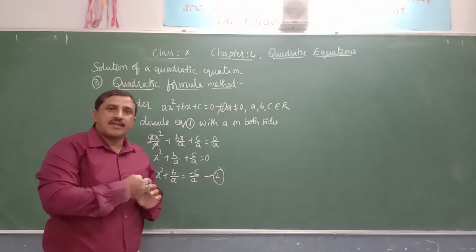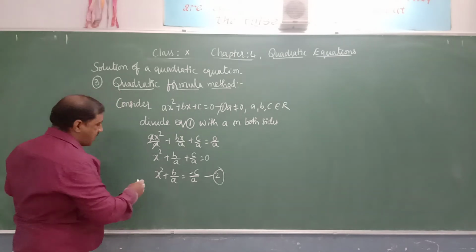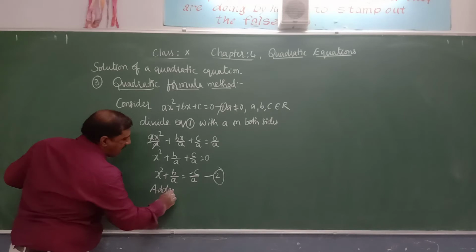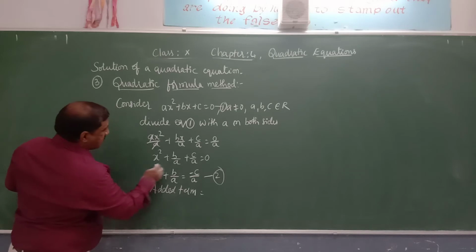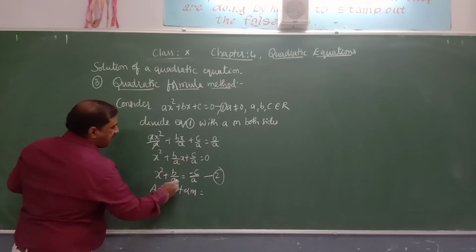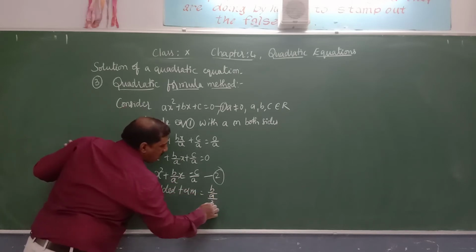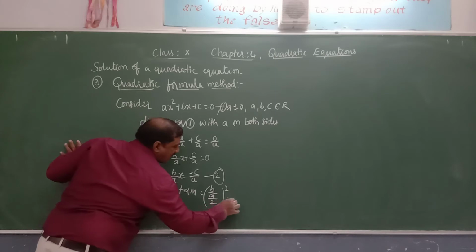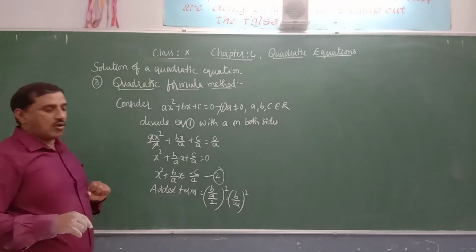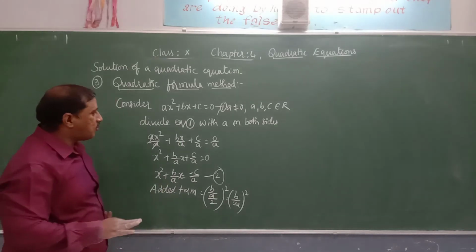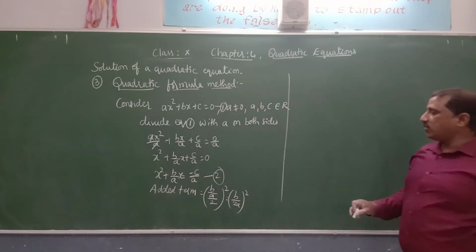That should be the square of half of the coefficient of x. Now the added term is equal to what? Coefficient of x is b by a. Half of it is b by a divided by 2, whole square, that is b by 2a whole square. This term should be added on both the sides of equation 2. We got the added term as b by 2a whole square.